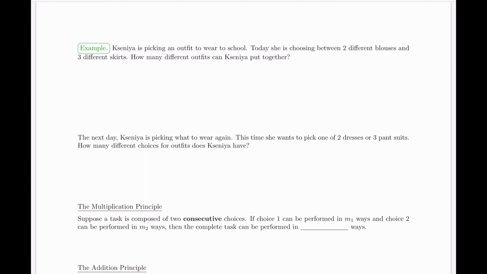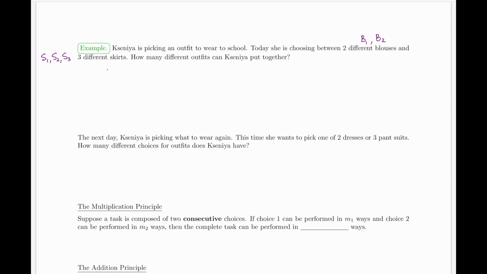So, because the numbers are so small, we can actually write out all the possible options. I have 2 different blouses. Let's call them B1 and B2, and 3 different skirts. So let's call them S1, S2, and S3. In how many different ways can I put together a blouse and a skirt?